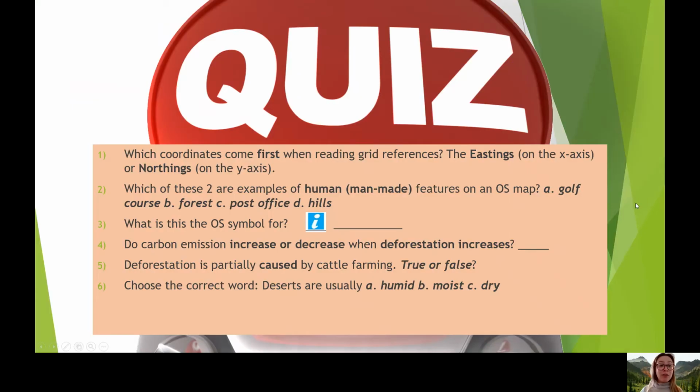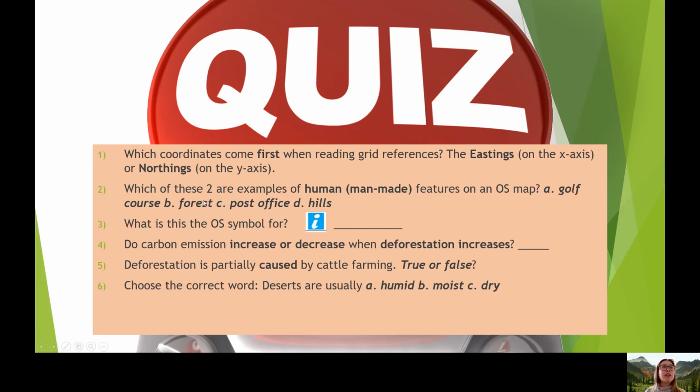Right, let's start off with this quiz. Please get a pen and paper and write down your answers, pausing after each question. Question number 1, which coordinates come first when reading grid references? It doesn't matter whether we're reading 4-figure or 6-figure grid references, one of these always comes first. Is it the eastings or the northings? The eastings is the x-axis and the northings is the y-axis.